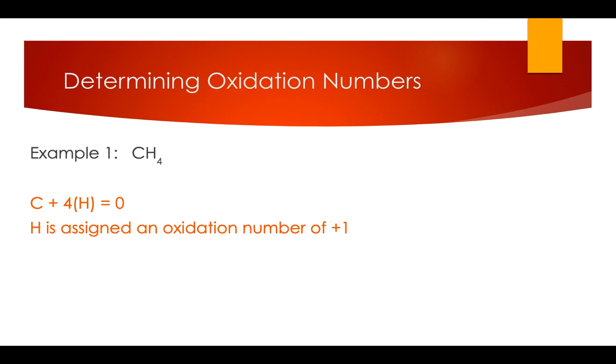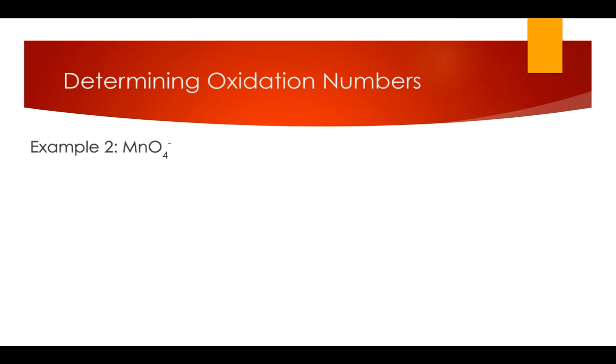So hydrogen is assigned an oxidation number of +1. So carbon plus 4 ones has got to equal 0. So we know that carbon must be a -4 in order for the compound overall to equal 0. So we can write that this way. So here's CH4, C has an oxidation number of -4, and H an oxidation number of +1.